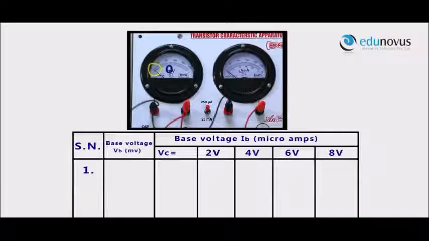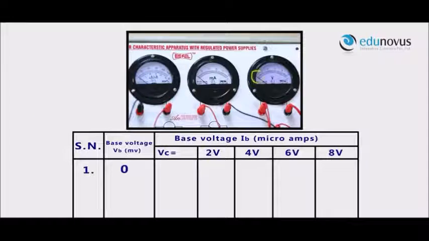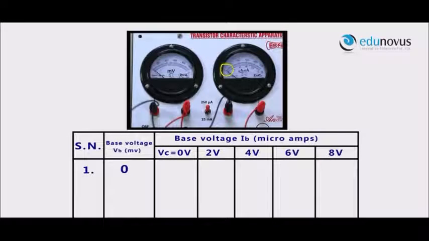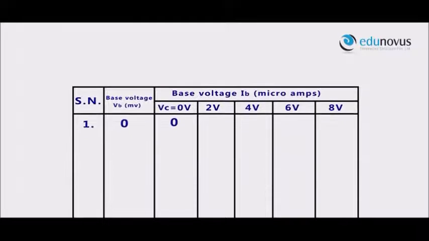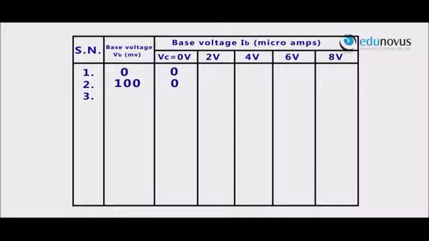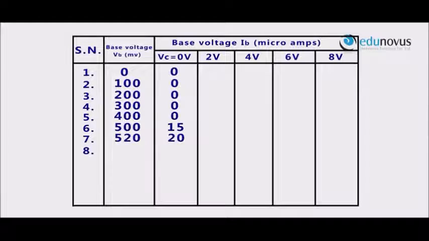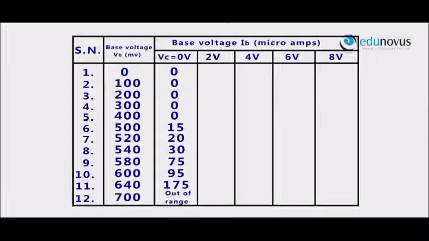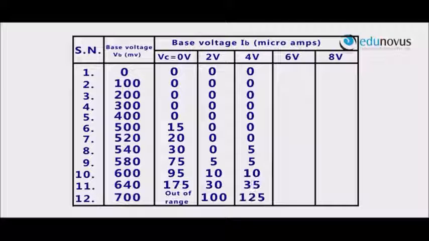For a base voltage VB of 0 millivolts and collector voltage VC of 0 volts, base current IB is equal to 0. Now, keeping the collector voltage constant, we increase the base voltage and note down the readings of base current IB. Similarly, for constant collector voltage VC of 2 volts, 4 volts, 6 volts and 8 volts, the values of base current IB are as follows.